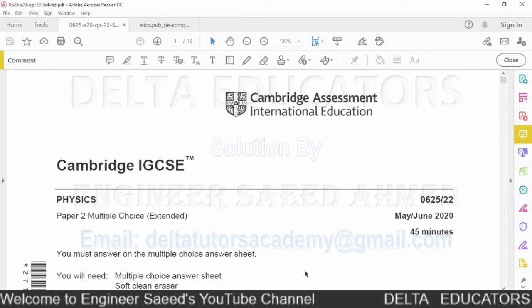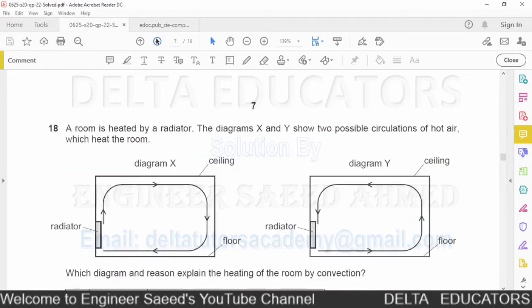IGCSE Physics, Paper Code 0625, Paper 2 Variant 2, May-June 2020. Today we are going to solve question number 21 to question number 40.